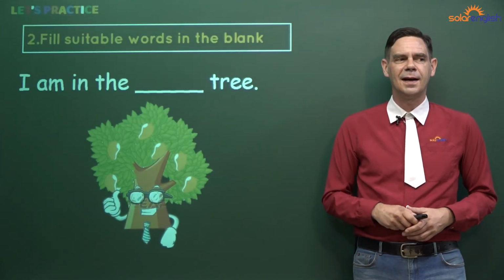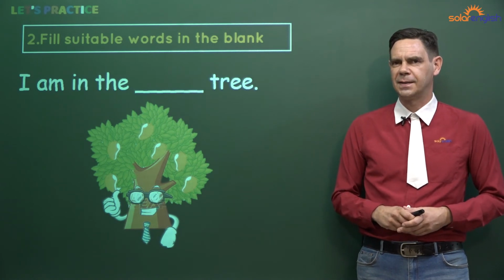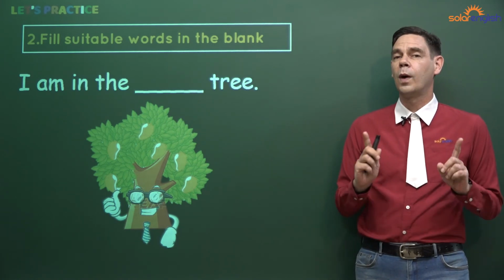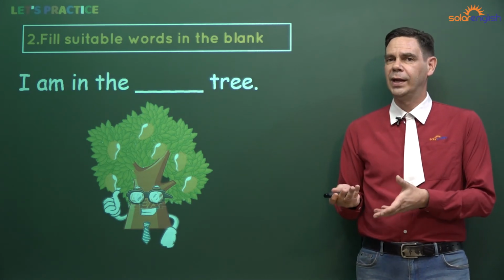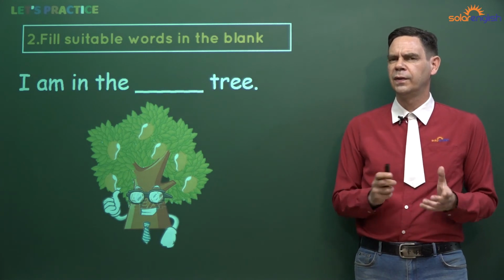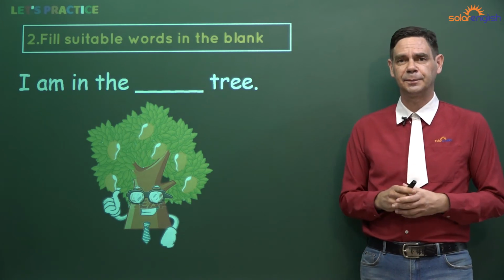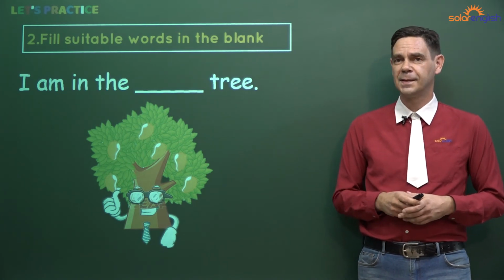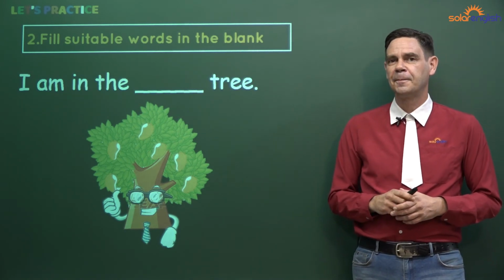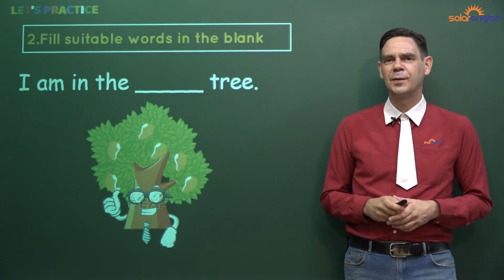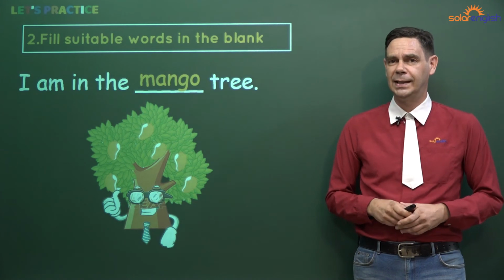For our next exercise, I want you to fill a suitable word in the blank space. So we have a sentence with one word missing. I am in the something tree. What do you think? This is a fruit. It's good to eat. It grows in trees. It's one of the words we have learned today. Look at the picture. What do you think? Yes, great job, everyone. I am in the mango tree.